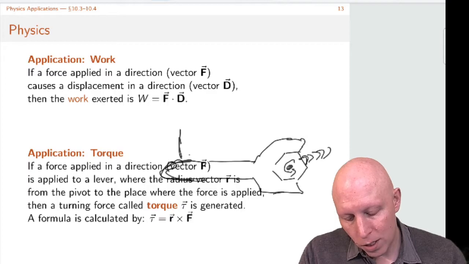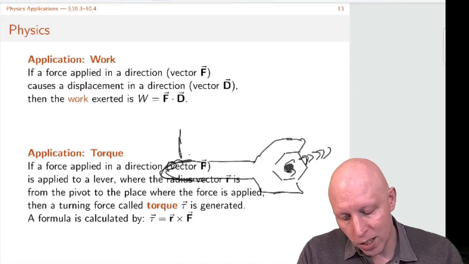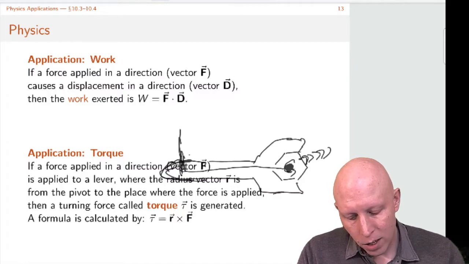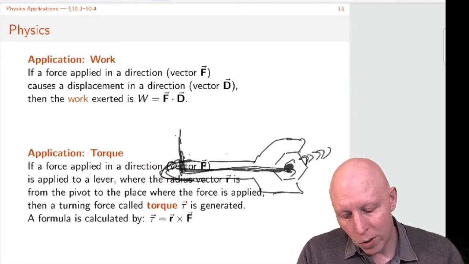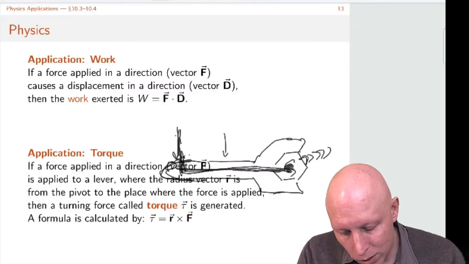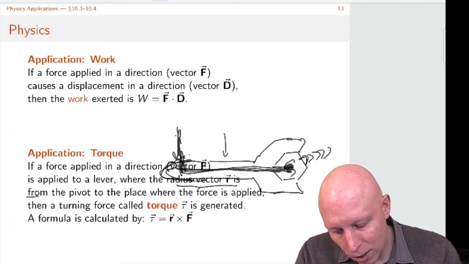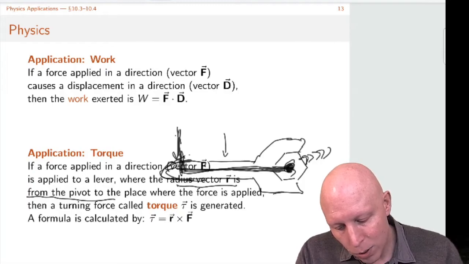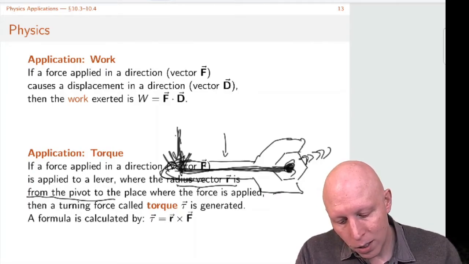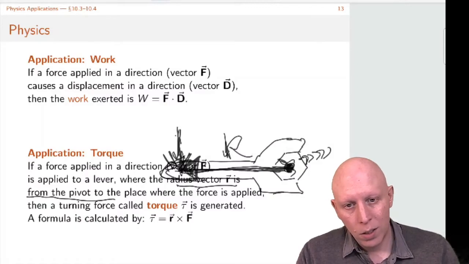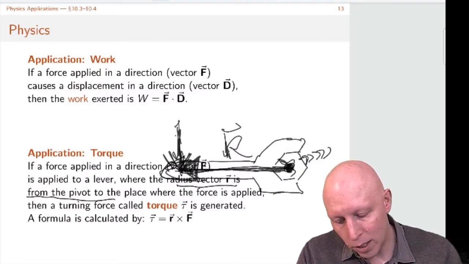So there's a vector here that has to do with your radius. So where you're applying the force. So are you pushing down on your wrench here? Or are you pushing down on your wrench here? Where are you pushing down? And when you do that, you've got a vector, a radius vector, from the pivot to the place where you push down. So this is, oops, sorry, this arrow, this is our radius vector. And then you're applying a force.